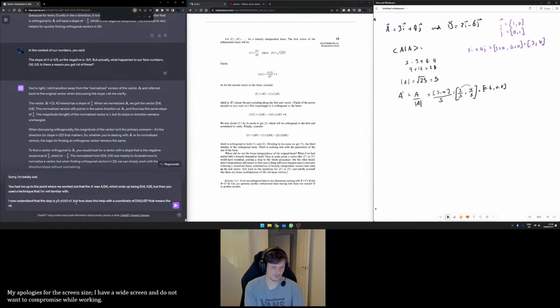That means the reciprocal would just be 0.6, 0.8, because there's no second coordinate to subtract from, no line.